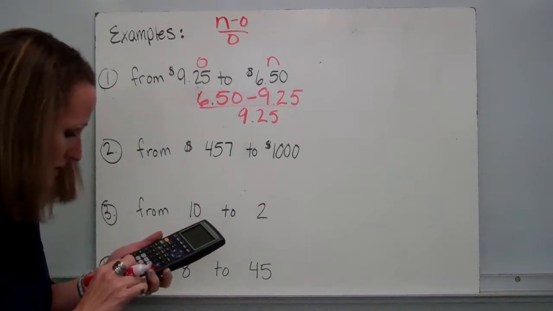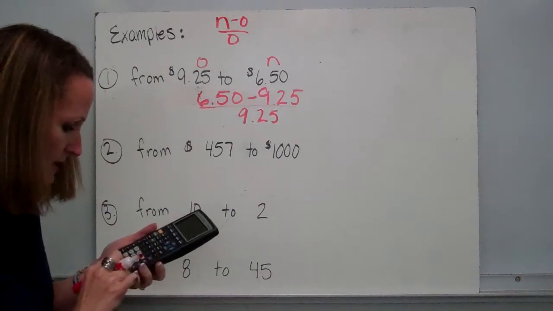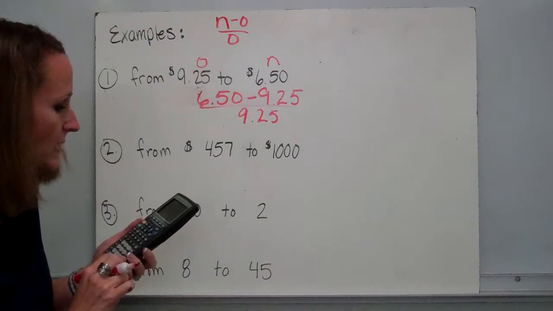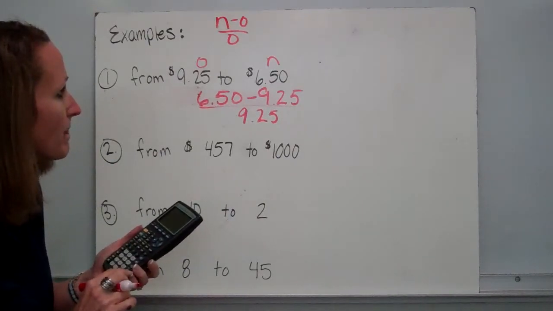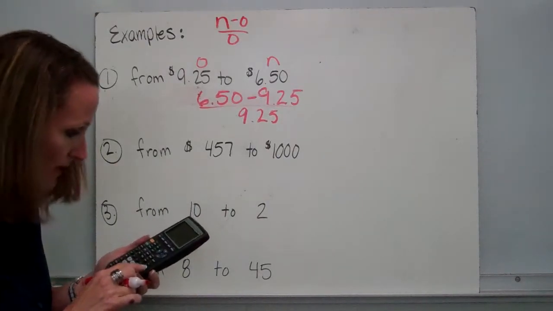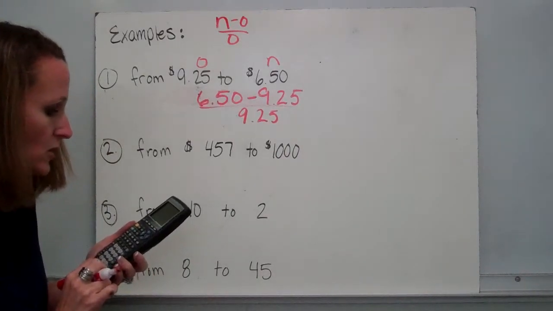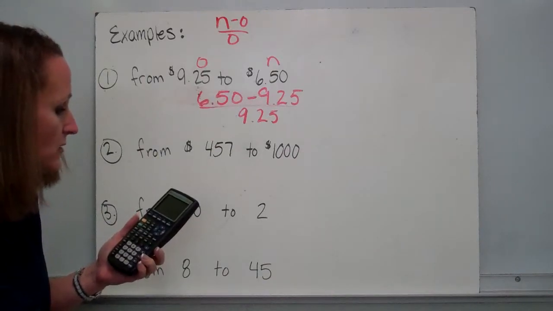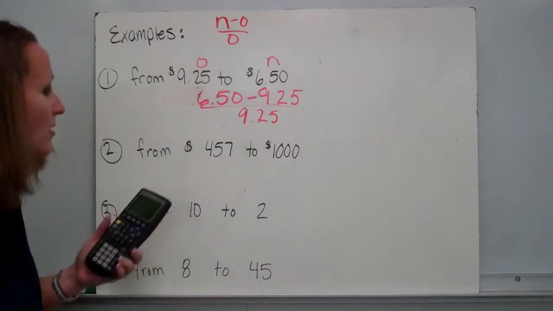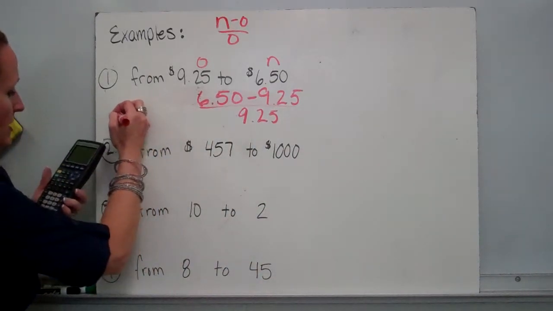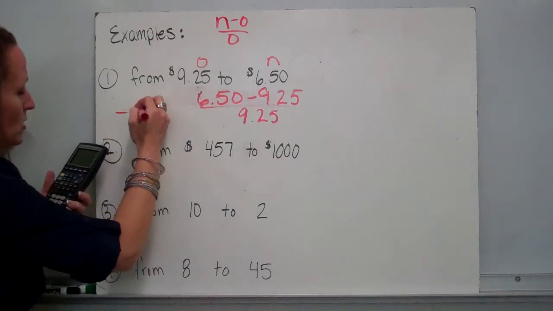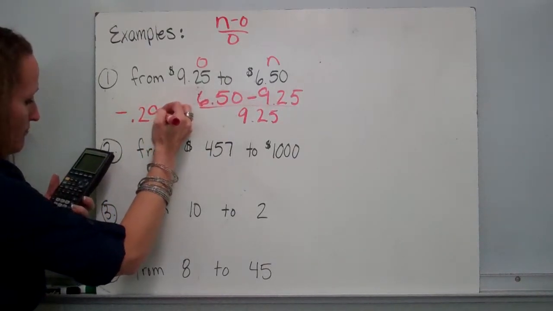So we would do 6.50 minus 9.25. You're going to get a negative, divided by 9.25. So did we decrease or increase? Because now our answer here is going to be negative 0.297.